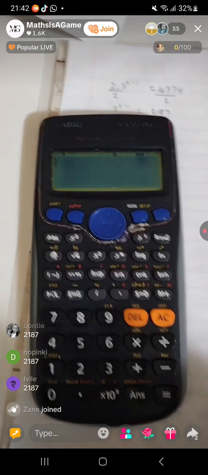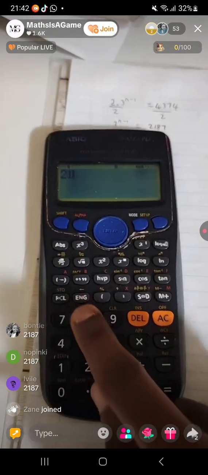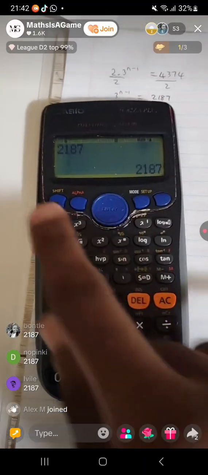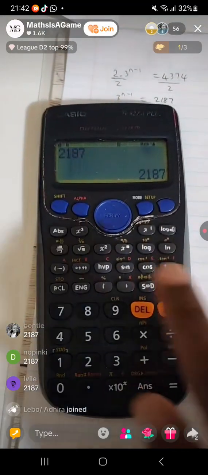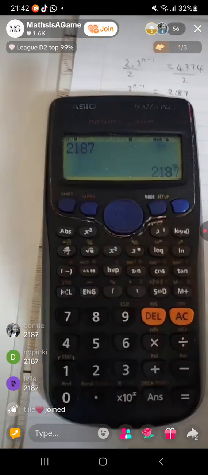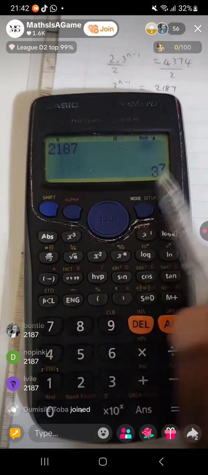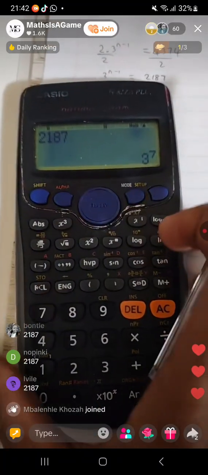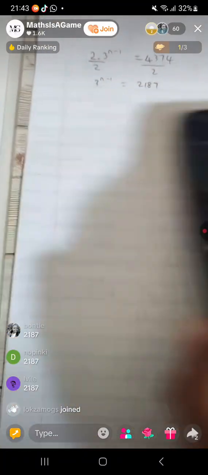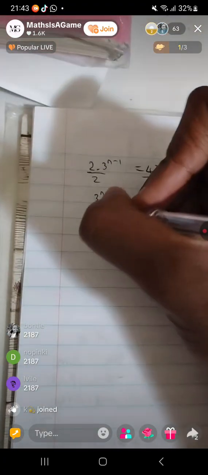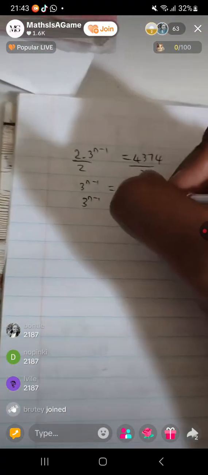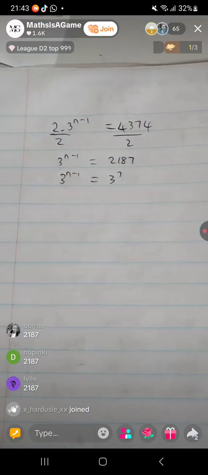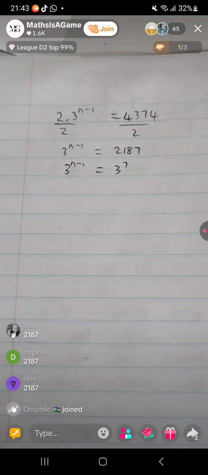Let me just review what I did there. 2,187. We press the equal sign. We then press shift, then we press fact. And then we get the prime base exponential form of 2,187, which is 3 to the power 7. So then we can go there now and write 3 to the power n minus 1 is equal to 3 to the power 7.